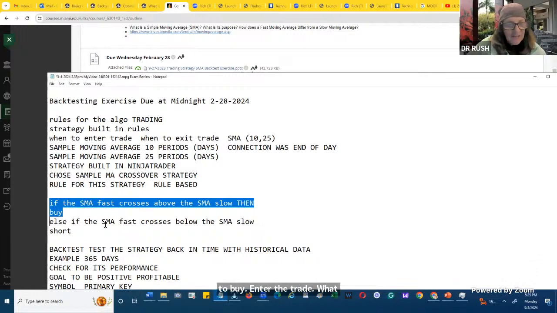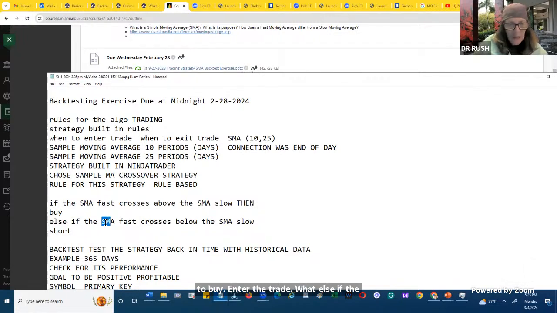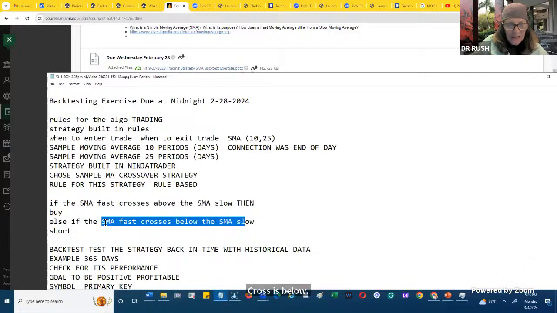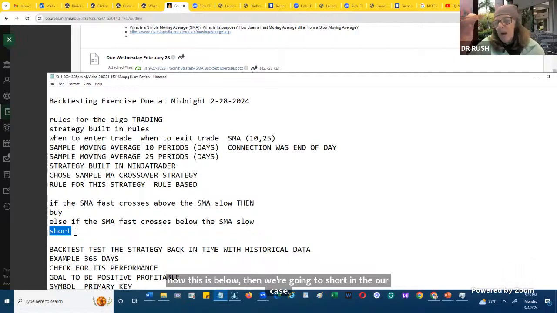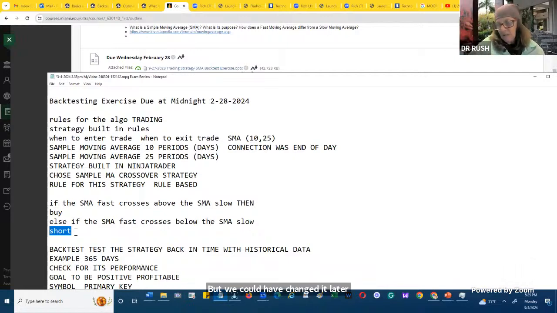Else, if the SMA fast crosses below the SMA slow, this was above, now this is below, then we're going to short in our case. But we could have changed it later on to exit or just sell. Questions, Samuel?